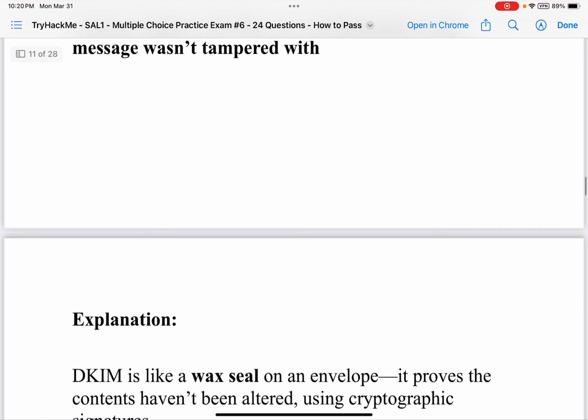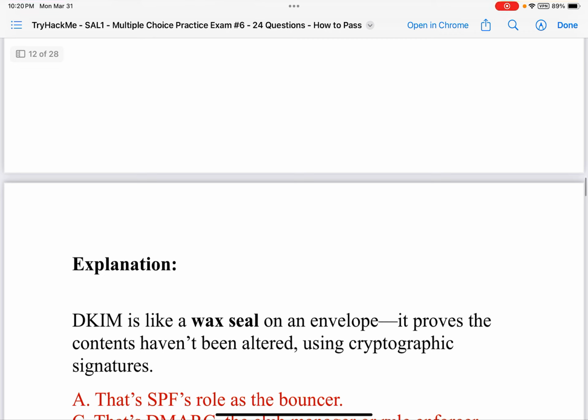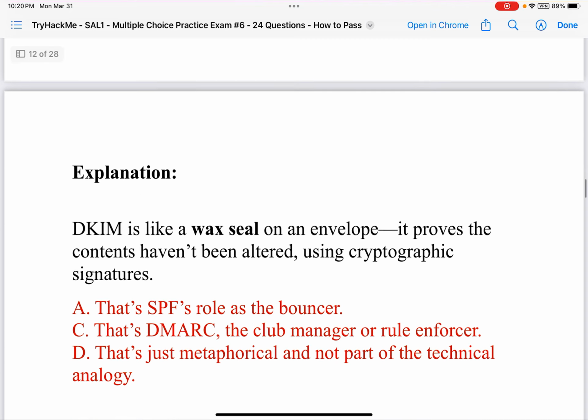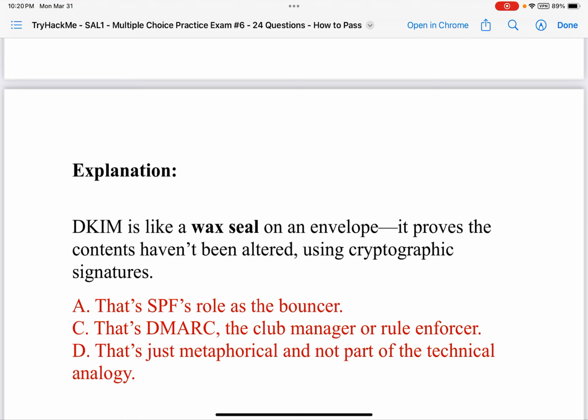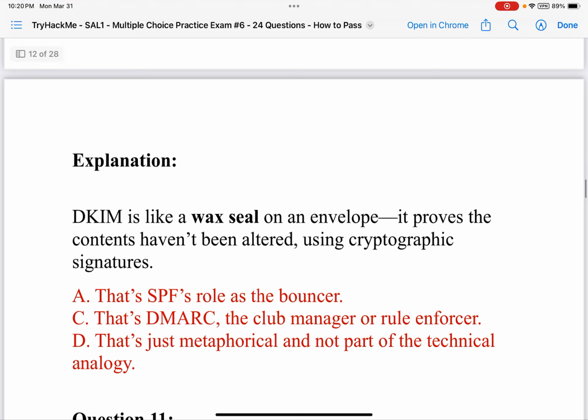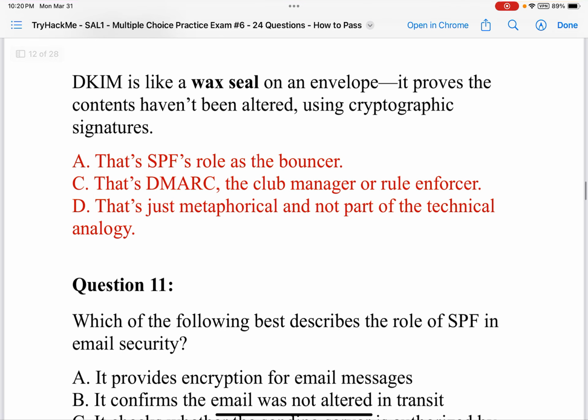And the explanation: DKIM is like a wax seal on an envelope. It proves the contents haven't been altered using cryptographic signatures. And there's the red text, so you know what to do. Pause the video, read over it to make sure you understand why it's incorrect. Let's move on to question number 11.